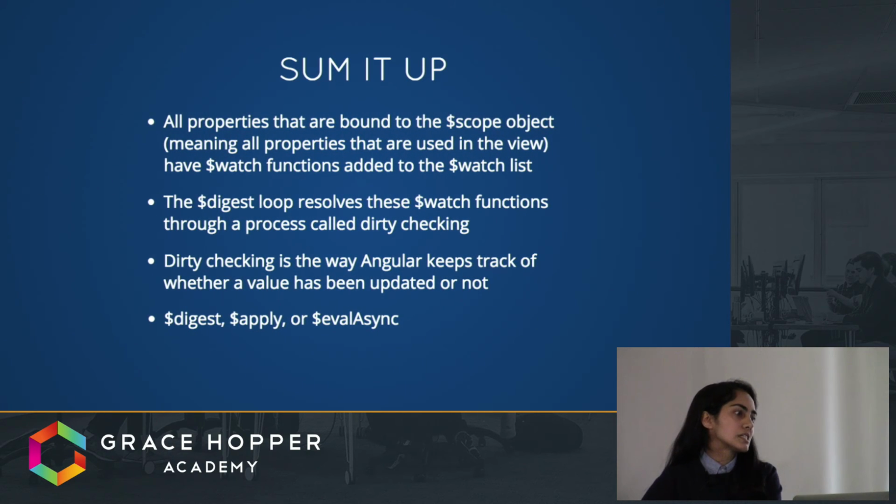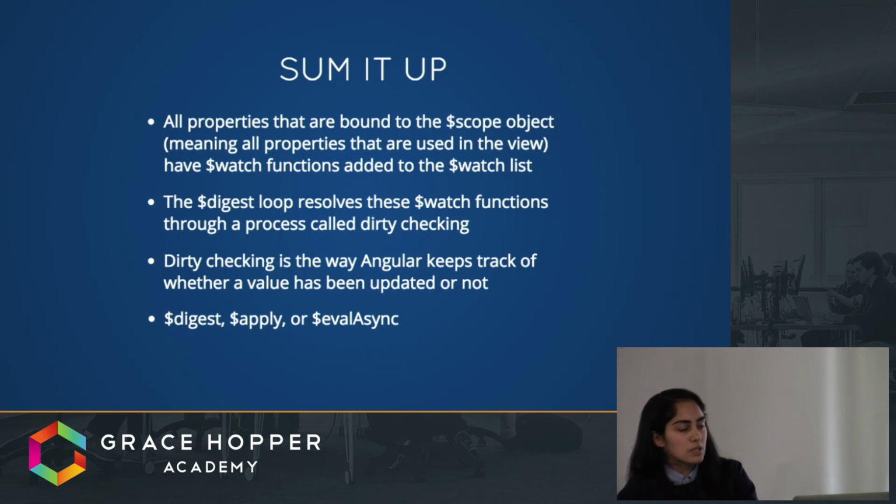So yeah, to sum it up, all properties that are bound to the scope object have watch functions added to the watch list. The digest loop resolves these watch functions through a process called dirty checking. And dirty checking is the way that Angular keeps track of whether a value has been updated or not. And if we're calling a JavaScript function outside of Angular's context, we can trigger a digest loop with digest, apply, or eval async.